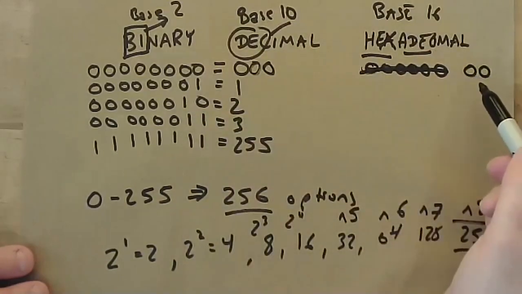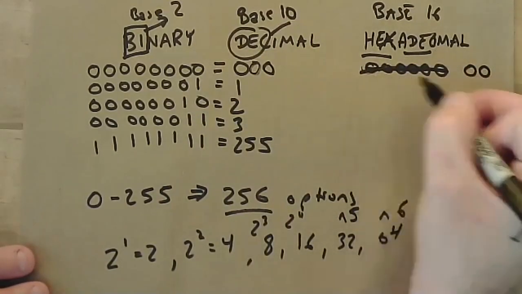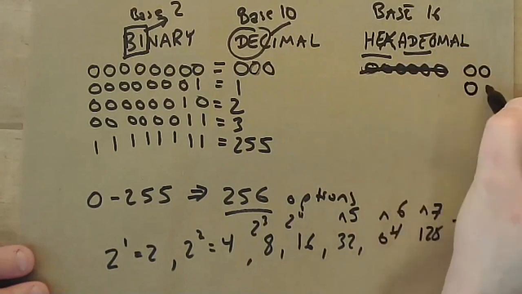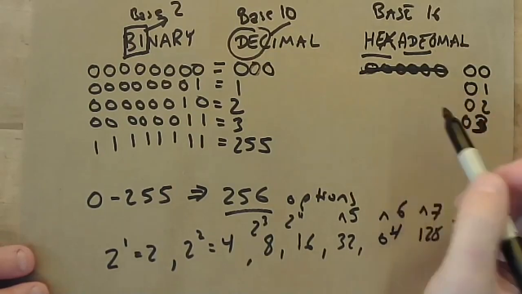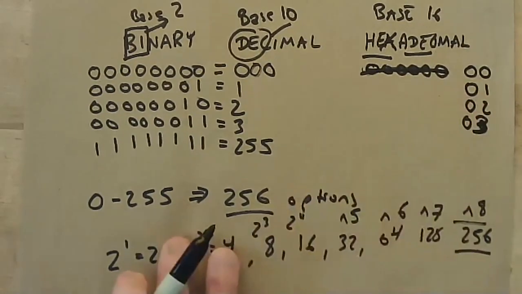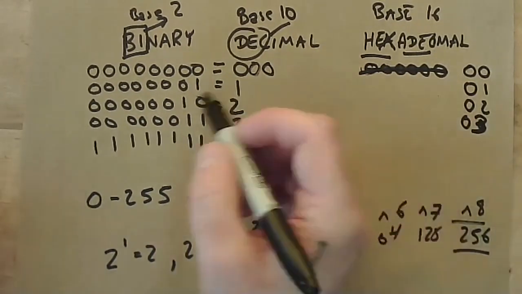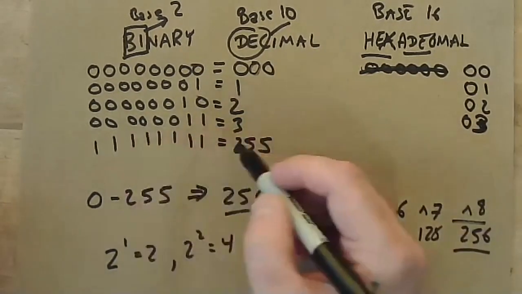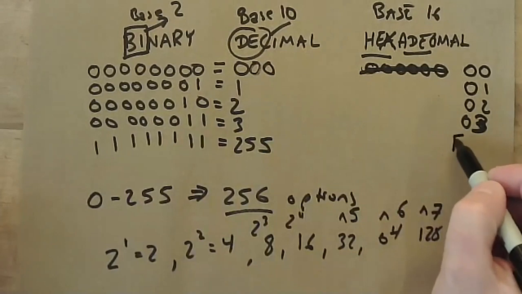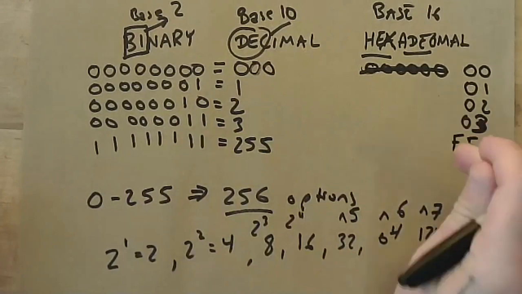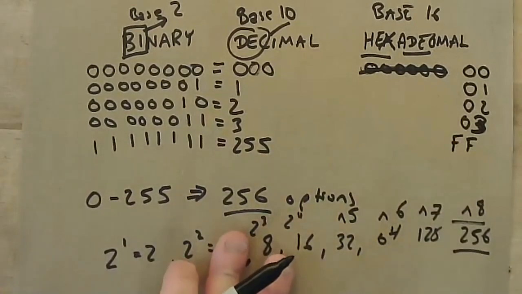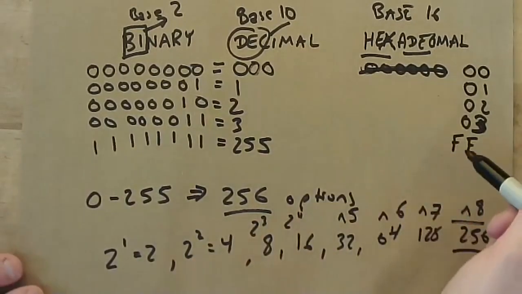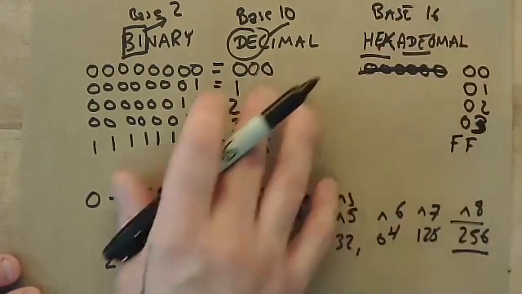We have 0, 0. This one will be 0, 1, 0, 2, 0, 3. And then eventually, as we get to 255, we'll get to FF. I skipped some of the most important part here because I ran out of room, but these are equivalent numerically, they're just talking in different bases.